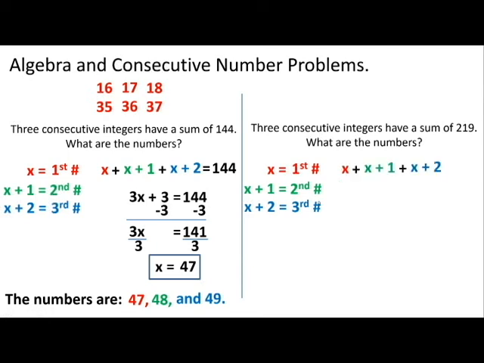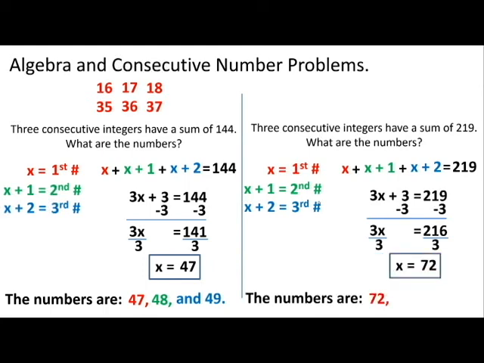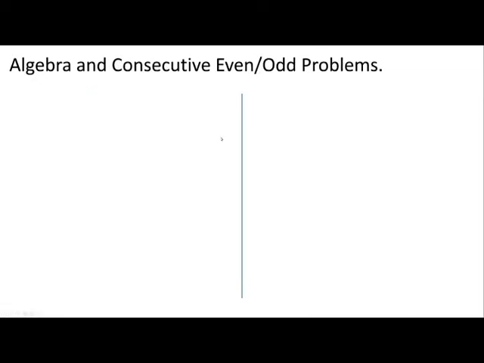We're finding their sum is 219, and there again, we're just going to use some algebraic properties to figure out that we're talking about a 72. Once I know the first number is 72, the second number has to be 1 bigger than that, and the third number has to be 2 larger than the original number.